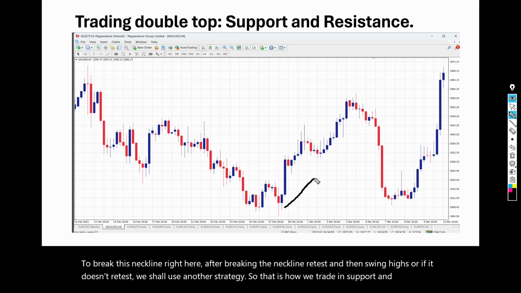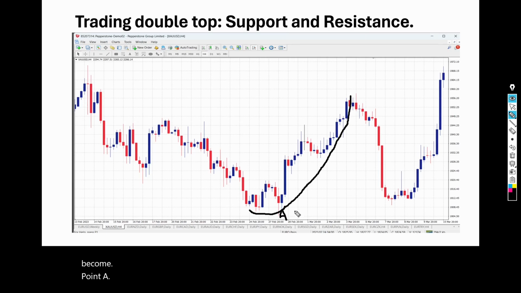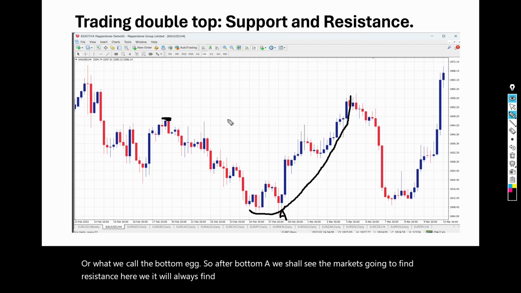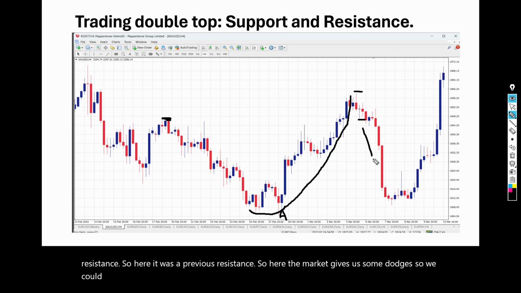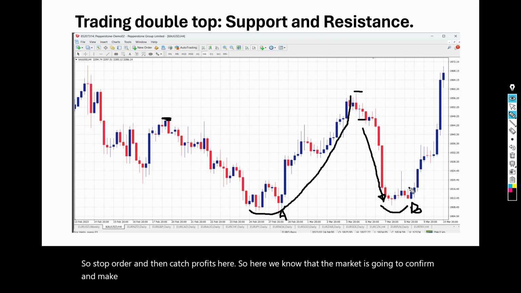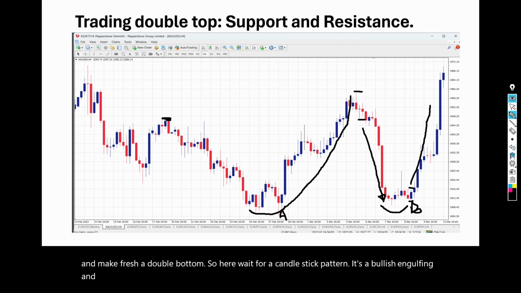One, we wait for this to be formed. So after it has been formed, we see that this is going to become point A, or what we call the bottom A. So after bottom A, we shall see the market is going to find resistance here. It will always find resistance at a certain level, which was previously resistance. So here it was a previous resistance. Here the market gives us some dojis, so we could make a sell stop order and then catch profits here. So here we know that the market is going to confirm and make for us a double bottom. So here wait for a candlestick pattern. It's a bullish engulfing, and then we catch the wave up.